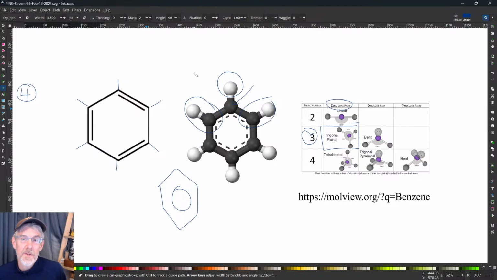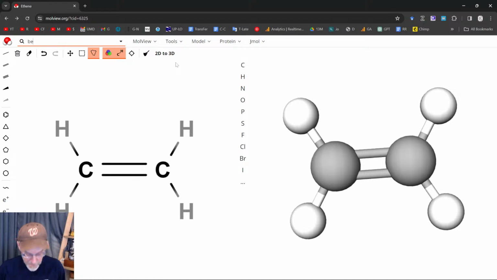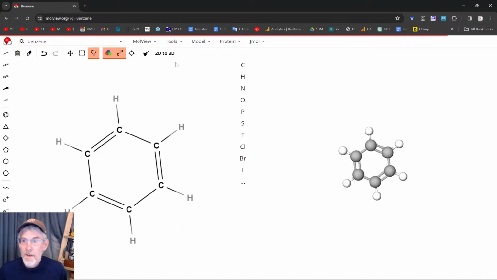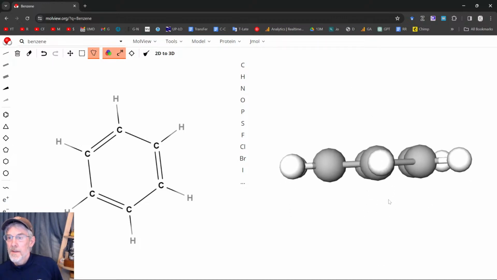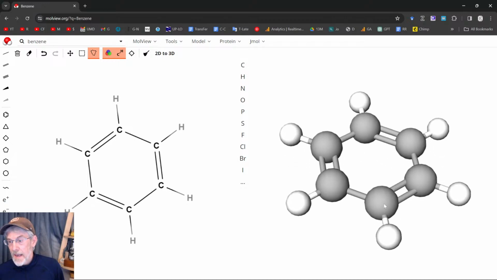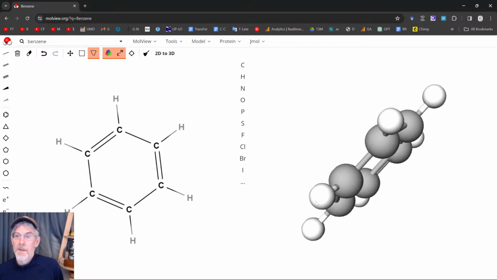So we think that if it's trigonal planar, we're going to go up here and just type in benzene. Benzene. There it is. And if I rotate it, you can see it's flat. And it's because each carbon has that trigonal planar molecular geometry. Yeah, so kind of fun.